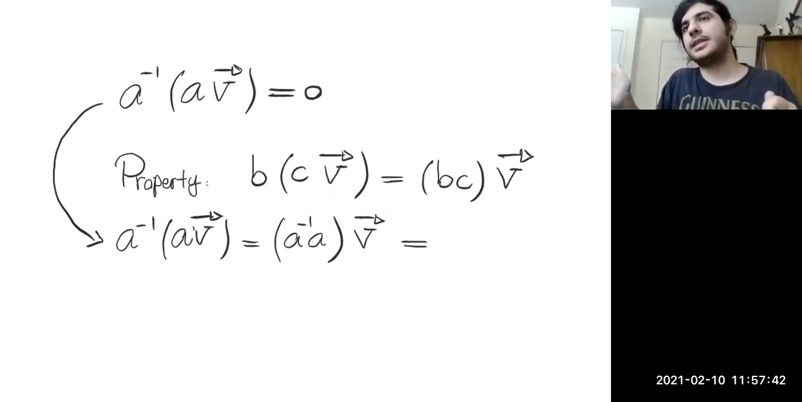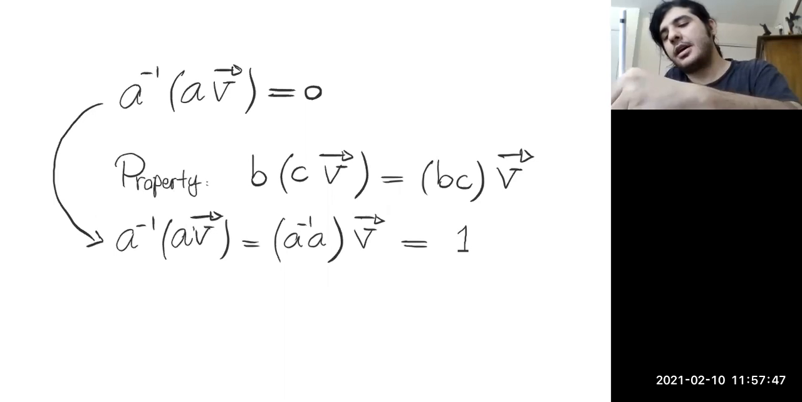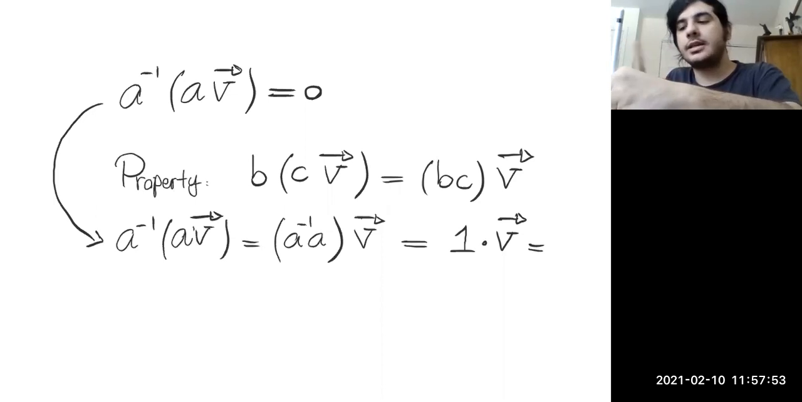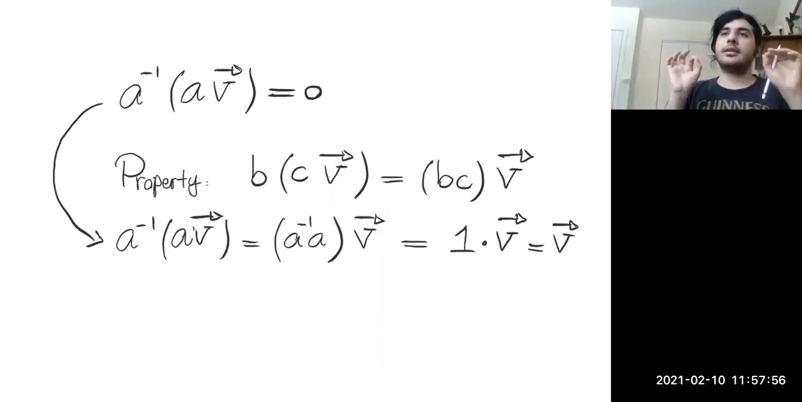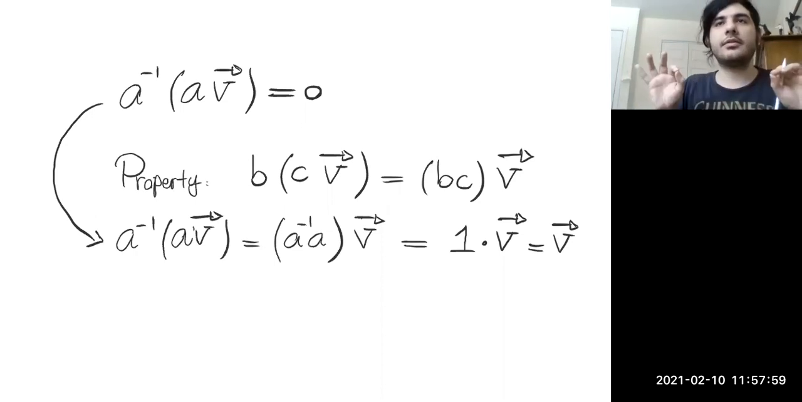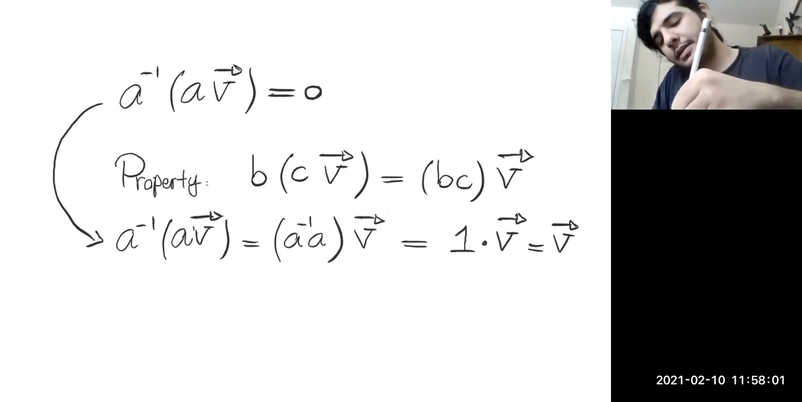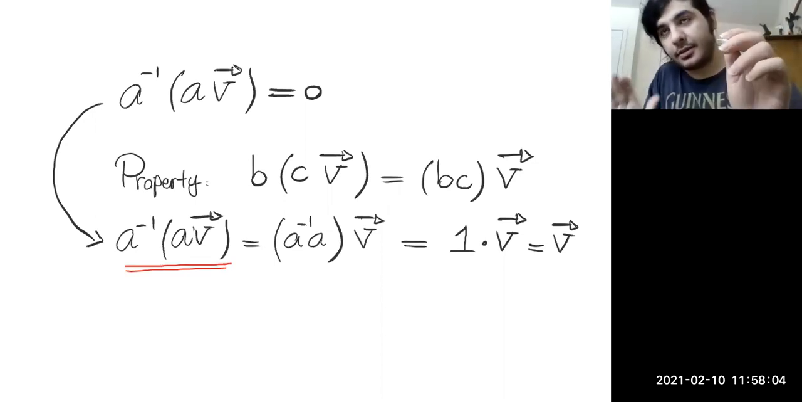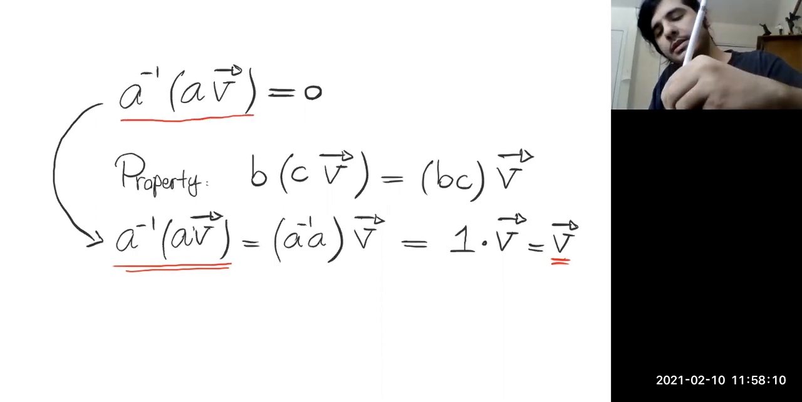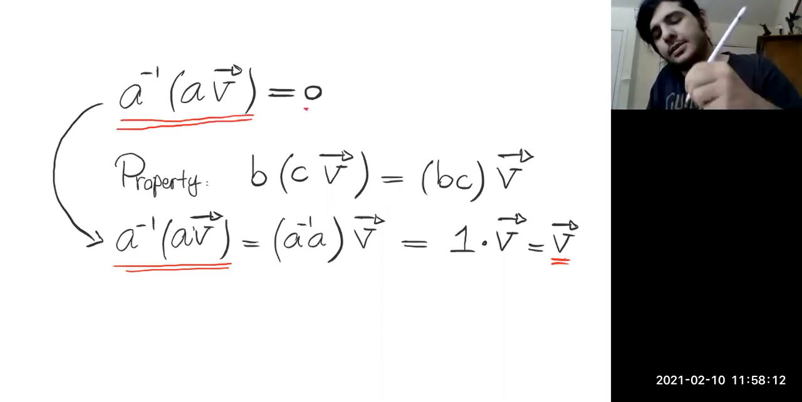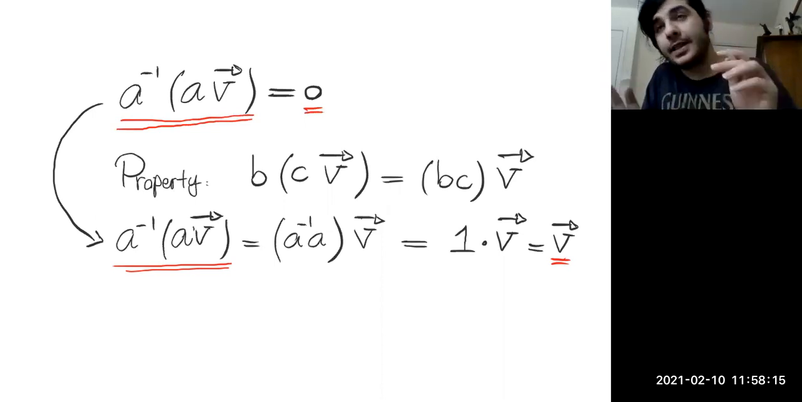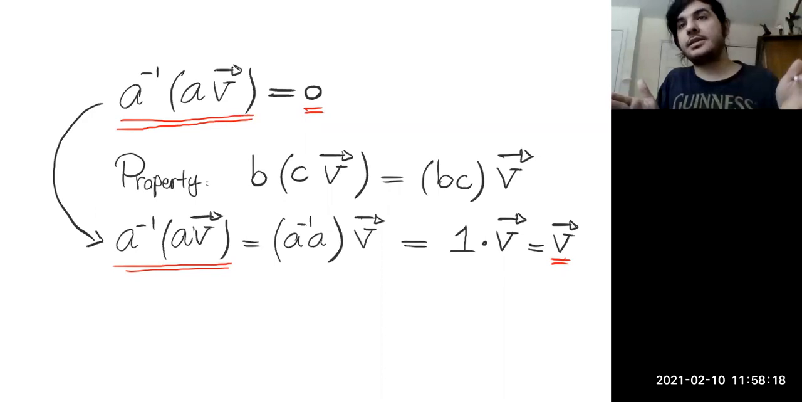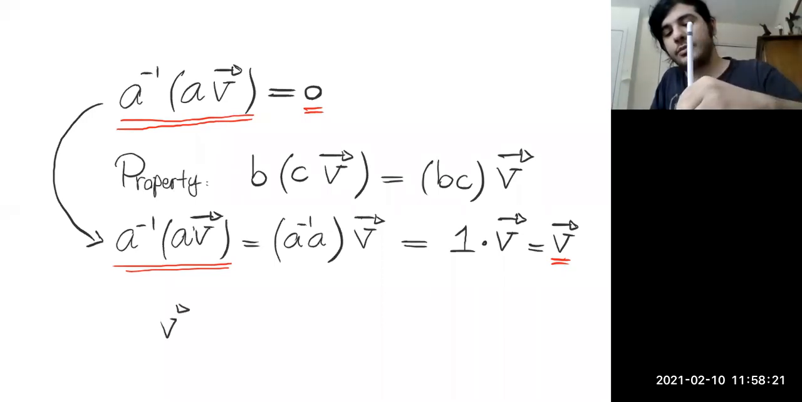Now, what is A inverse times A? By definition, this is 1. And 1 times any vector V is equal to V. This was another axiom, another part of the definition of a vector space. It means this A inverse times A times V is actually equal to V. On the other hand, the same quantity is equal to 0. So if this thing is equal to V, and at the same time it is equal to 0, then V has to be 0.